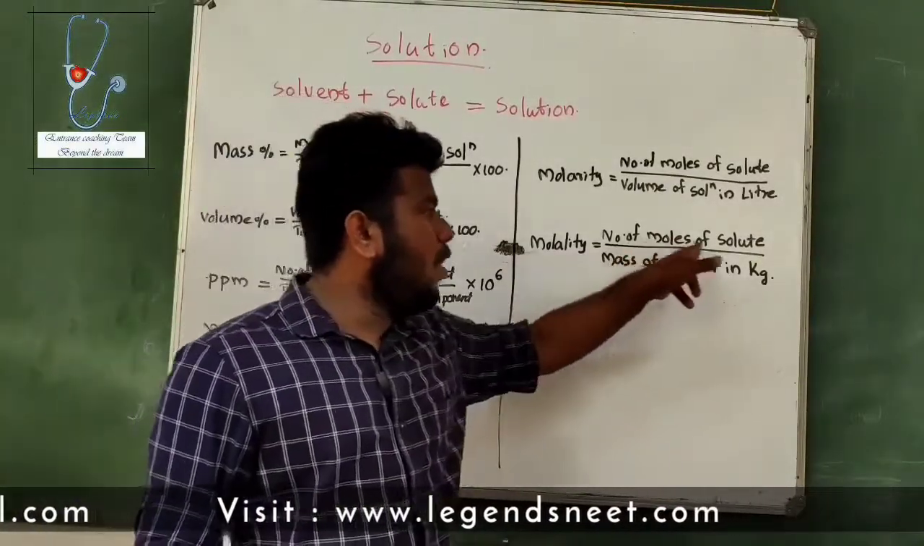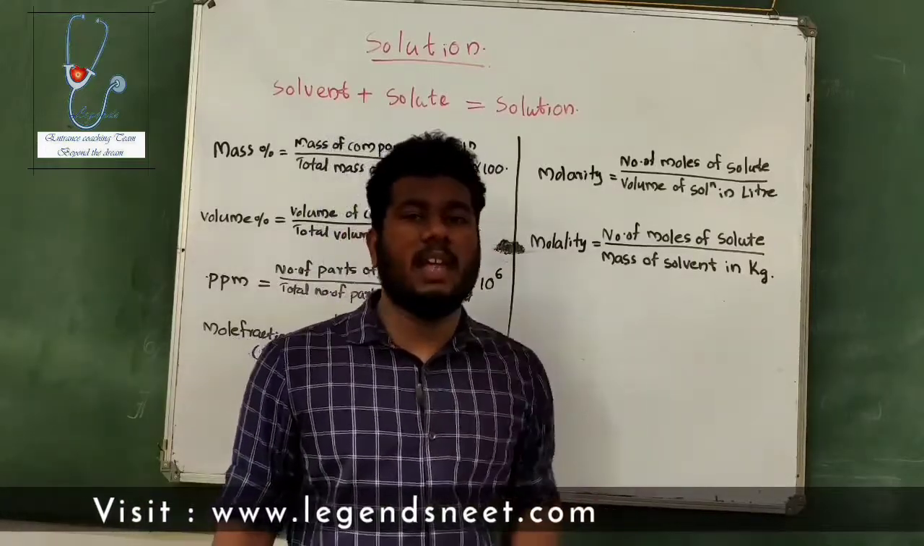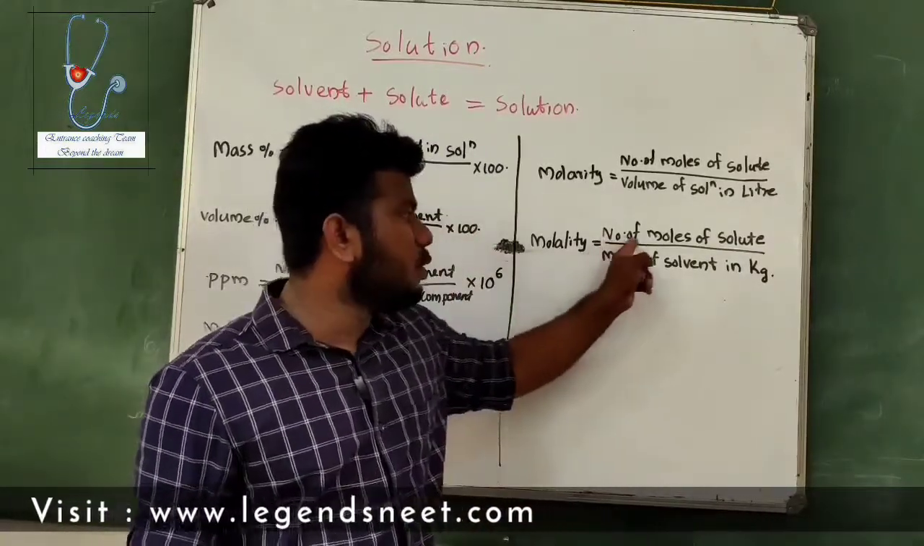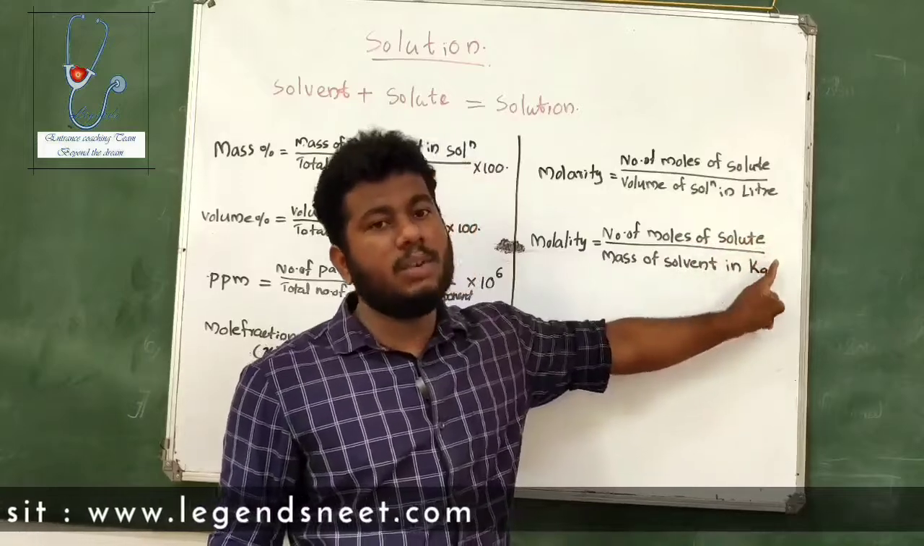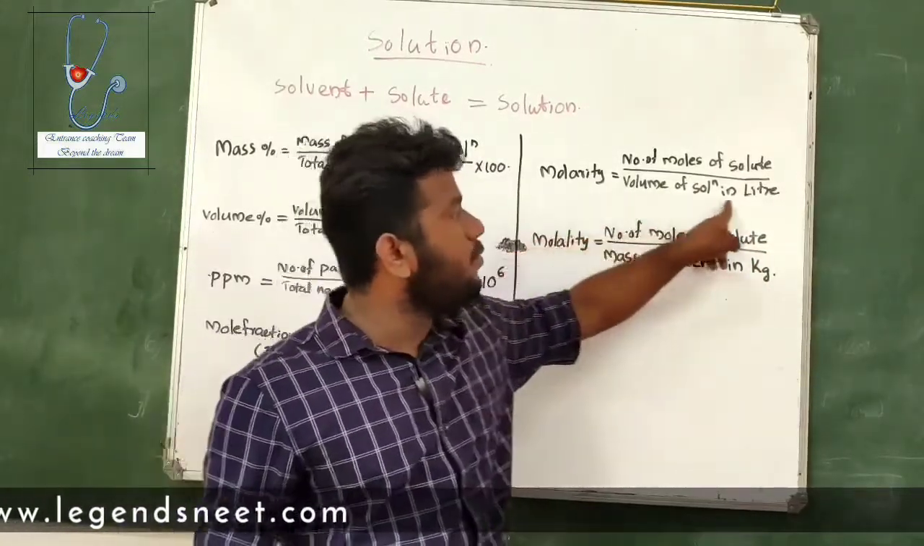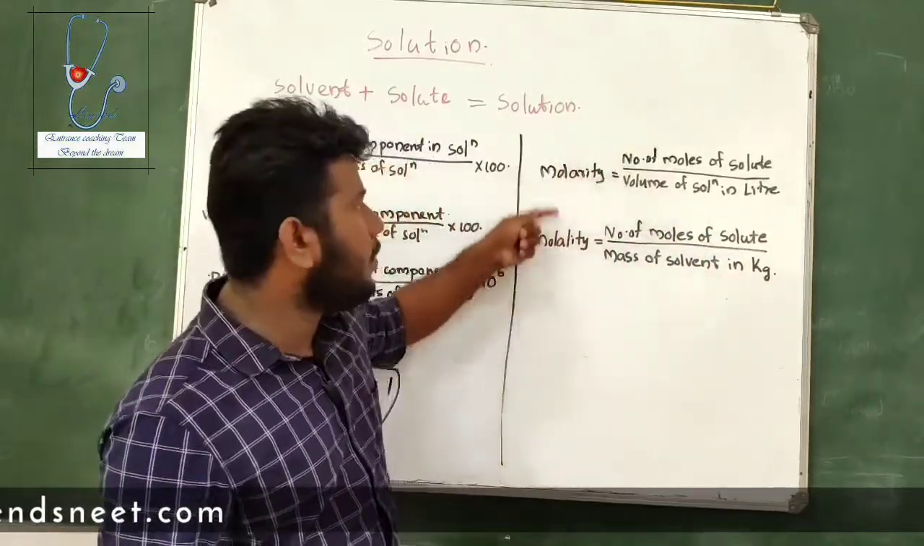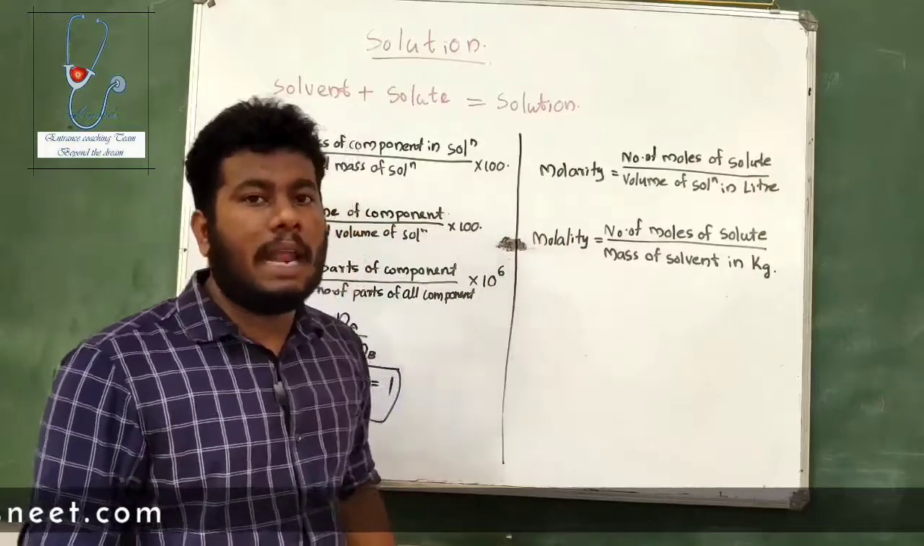Molality means the number of moles of solute divided by the mass of solvent in kilograms. Here it is the volume of solution in liters, and here the mass of solvent in kilograms. That is the difference between molarity and molality.